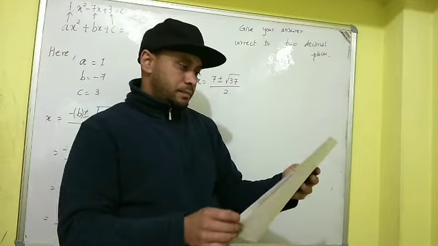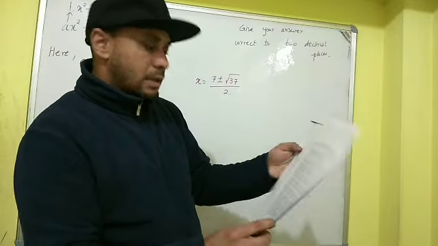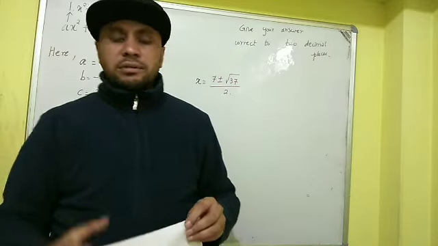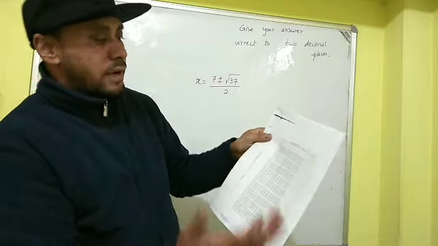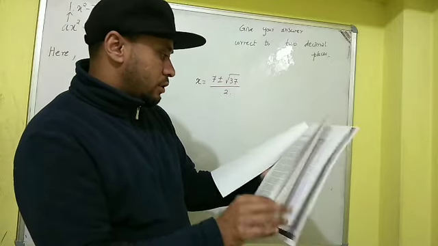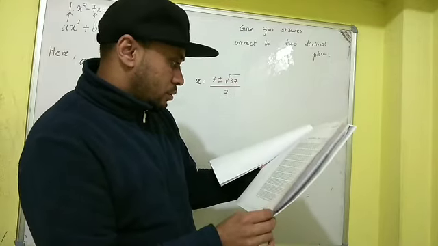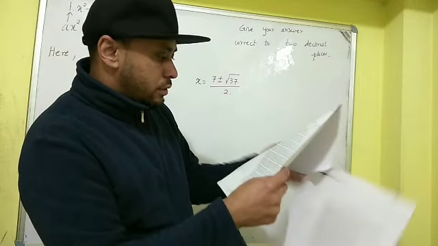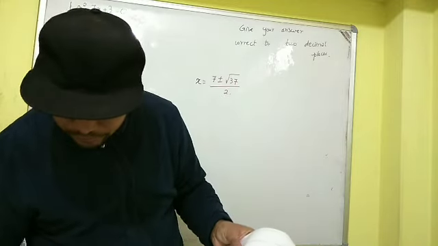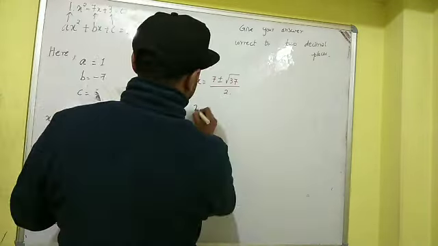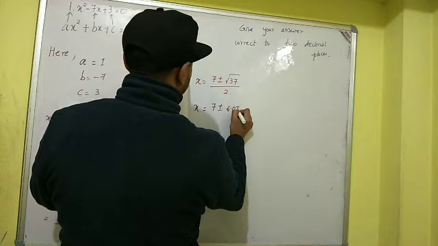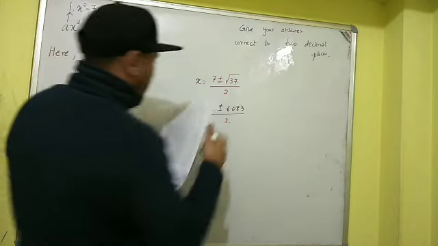I'm already here, so you can go through it in your book also at the last 3-4 pages. You'll find the square root, so you can go through it. If you look at this one, the value of root 37, you just need to go to 37. So the value of root 37 is 6.083. So x is equal to 7 plus minus 6.083 divided by 2.